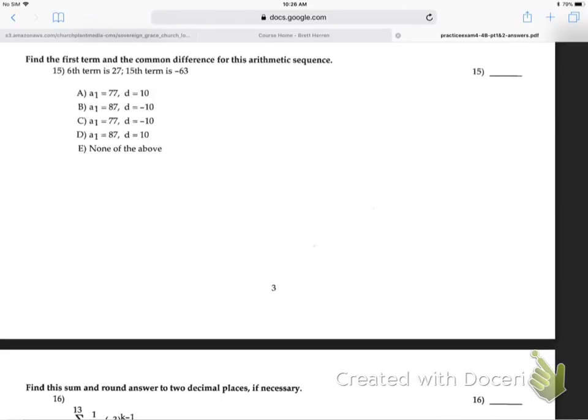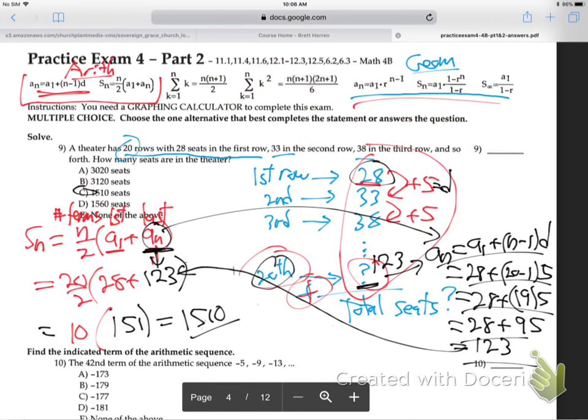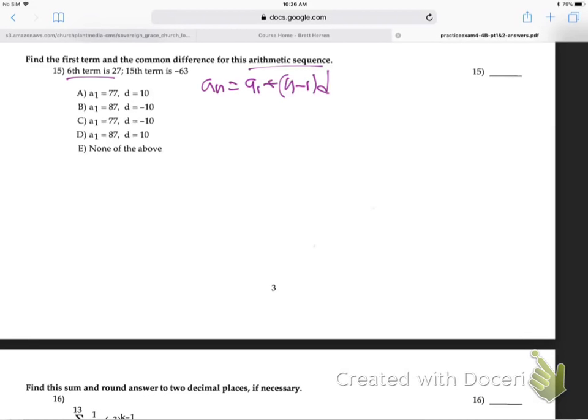Okay, so the sixth term is 27. This is arithmetic, and we're not doing a sum. So I'm going to use A sub n is A1 plus n minus 1 times d, right? I knew that formula because if you go back to the first page, it's one of these two. Arithmetic, because they said arithmetic, and it's not a sum, so it's this one: A sub n is A1 plus n minus 1 times d. All right, so use that one.